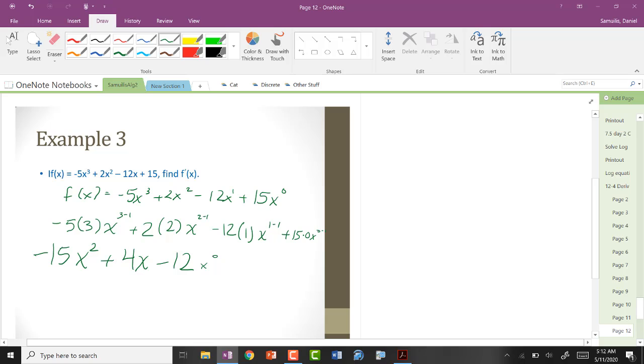This is x to the 0 power, and anything to the 0 power is 1, so I can get rid of that. And then I have plus 15 times 0. Well, 0 times anything is 0. 0 times x to the -1 is still 0. So my derivative is -15x squared plus 4x minus 12.